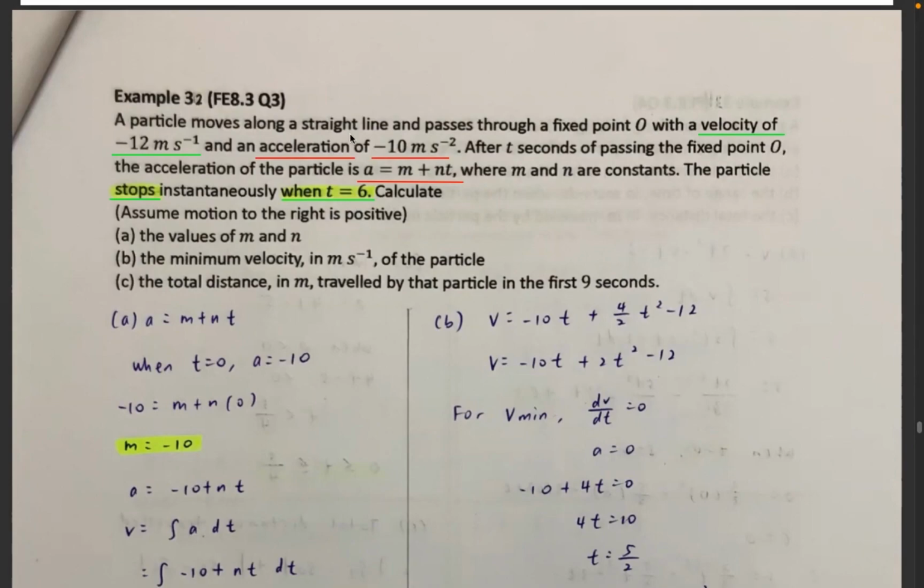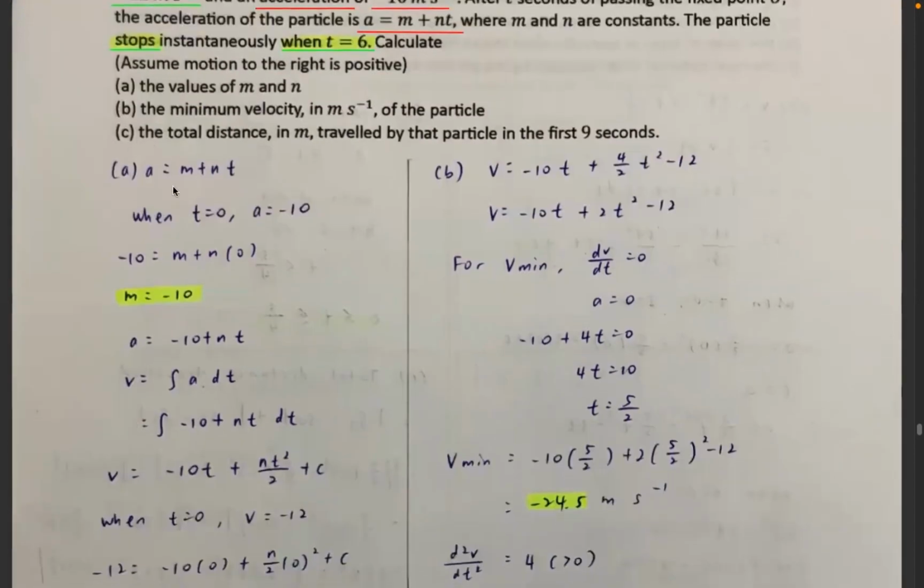A equals to m plus nt. Let's check the first sentence again. The particle starts moving at a fixed point O with a velocity of -12 and acceleration of -10. That means when t equals to 0, s equals to 0, v equals to -12, and a equals to -10. So we do substitution. T I sub 0, A I sub -10. Then we will have m equals to -10 straight away. Okay, then I sub -10 back to the equation. We have A equals to -10 plus nt.